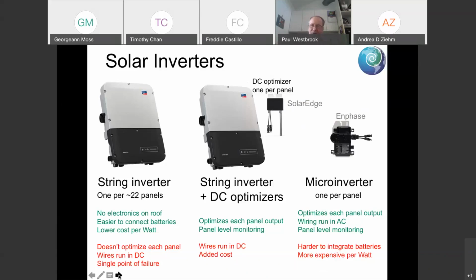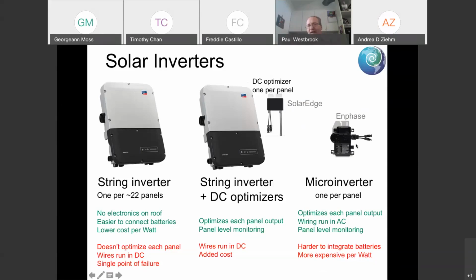There's not one that's right or wrong. It really depends on your application which one you want to use. The advantage of the string is there's no electronics on the roof. It's usually down in a garage or maybe in the side of the house. You're running all of the electricity in DC already, so it's easier to connect batteries up if you want to use batteries. And it generally has the lower cost per watt of energy. Its big downside is it doesn't optimize each panel. It runs the wires in DC, and fewer electricians are familiar with DC wiring than AC wiring. And it's a single point of failure. If your inverter goes down, all of your panels are offline.